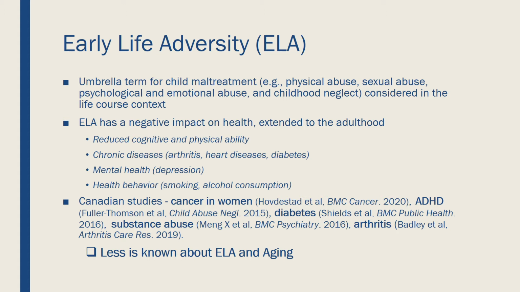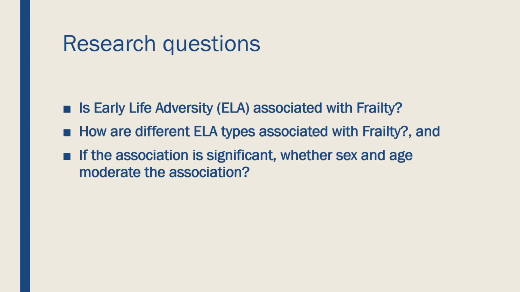Another key term in our study is early life adversity, or ELA. That is an umbrella term for child maltreatment considered in the context of the entire life course. There is a wealth of research showing that ELA has a negative impact on health extended to adulthood. However, less is known about ELA and aging, and hence our research questions.